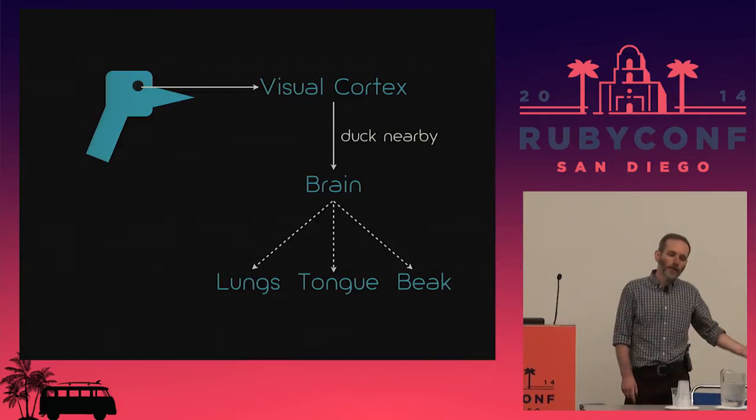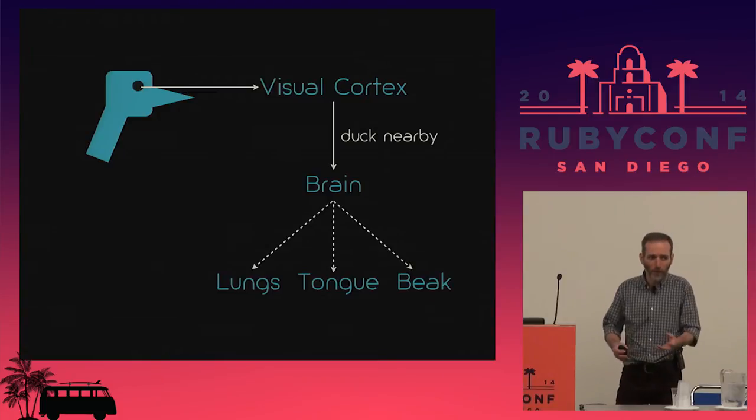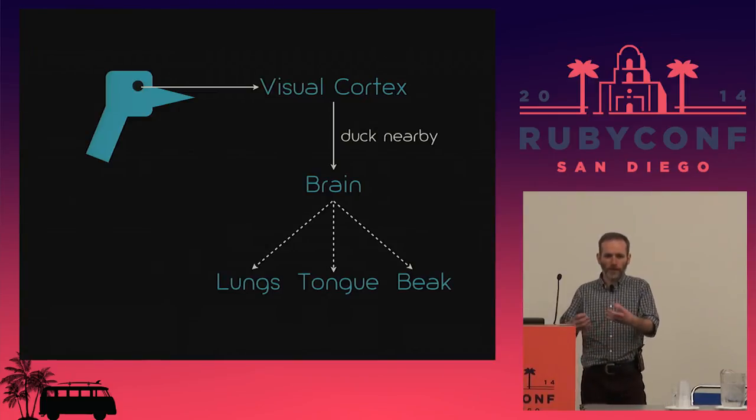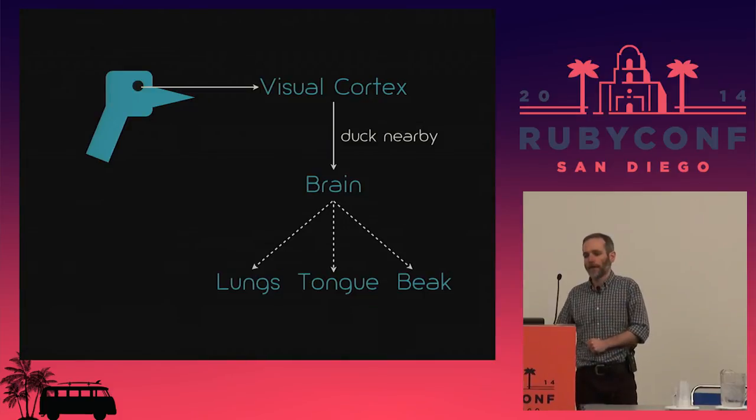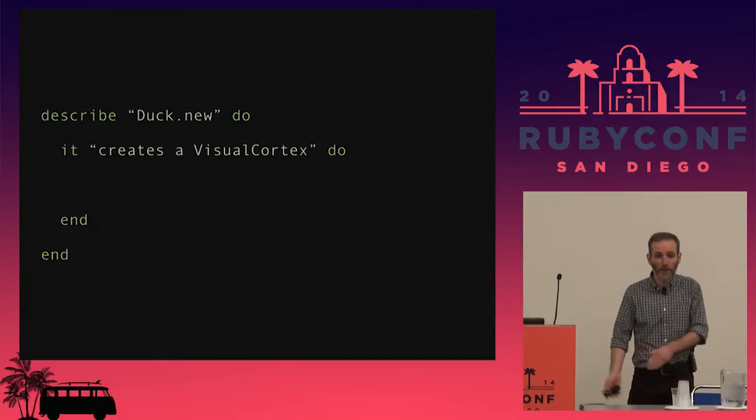Now, when I started before with drawing the duck, I could just put the bits of the duck onto the page. And that works well when you're drawing stuff. But when you're writing code, you can't just put stuff nowhere. We need a container to hold everything together. So I'm going to start by writing a duck class. And I'm going to start by writing a spec, because I'm a grown-up developer.